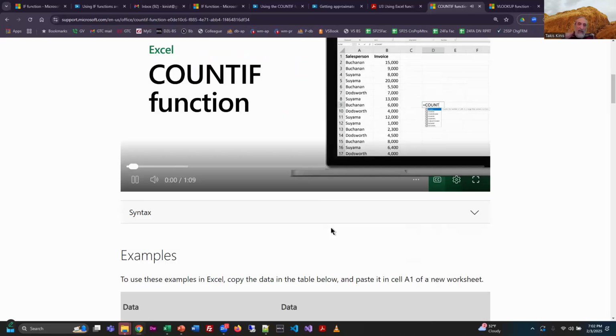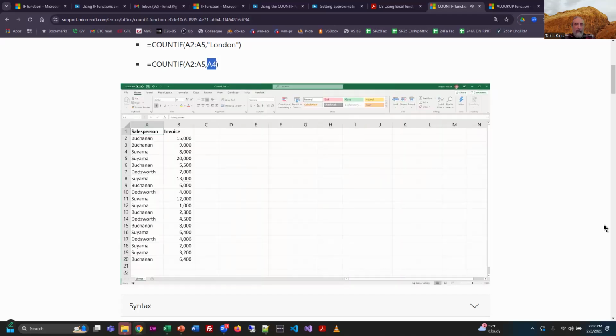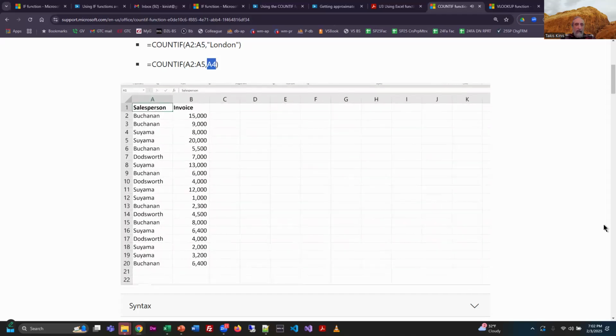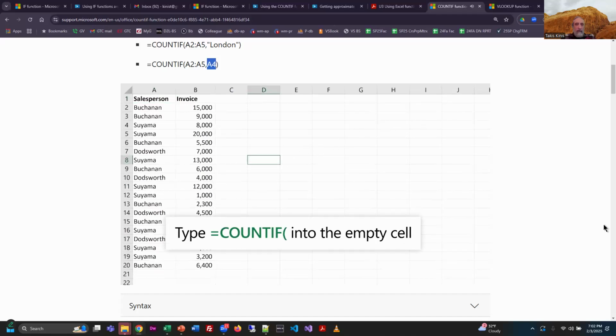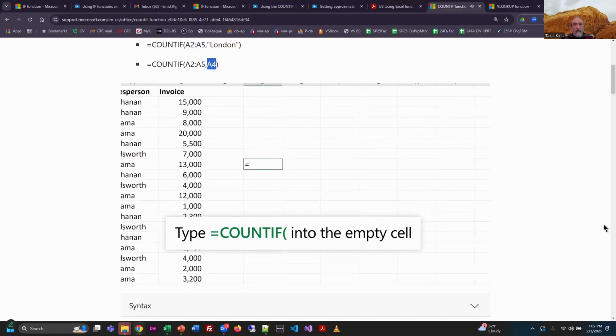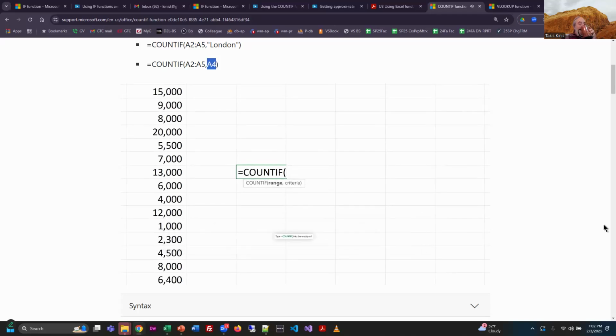Let's just take a really quick look at this one. Use the COUNTIF function to count the number of cells that meet criteria you specify, such as the number of times a name shows up within a range of cells. To use a formula with COUNTIF, select an empty cell, type the equals sign, and type COUNTIF into the cell, followed by an opening parenthesis. The COUNTIF function has two arguments, range and criteria.